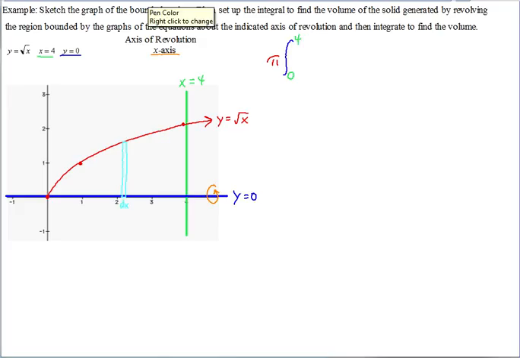if we're looking at the graph here, the radii always start at your axis of revolution. R1 goes from the axis of revolution to the far end of the rectangle. You can see in this case, R1 of x would be the top one, square root of x, minus the bottom one, which is just 0.